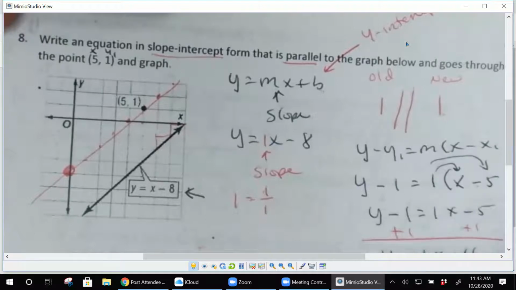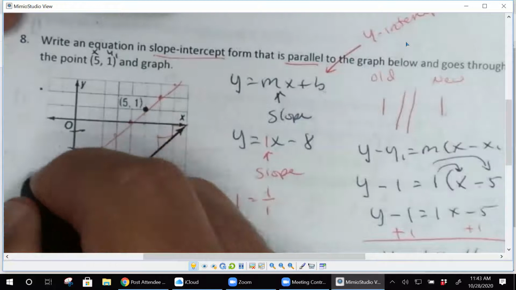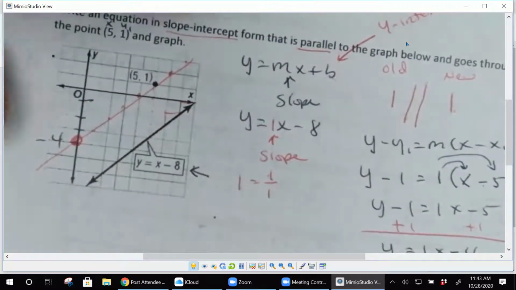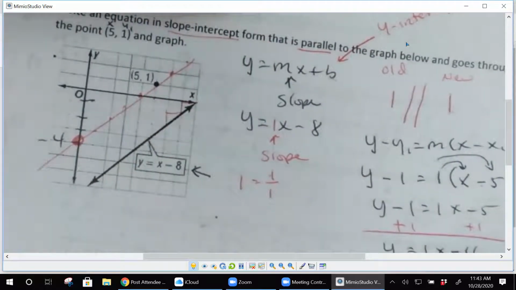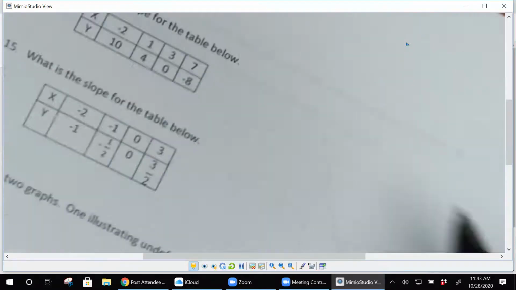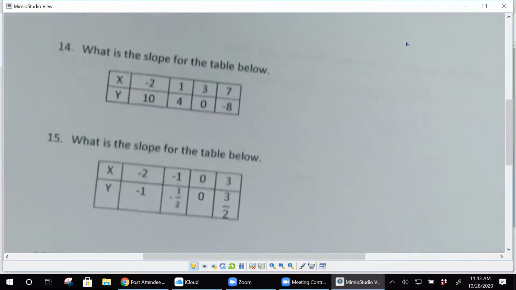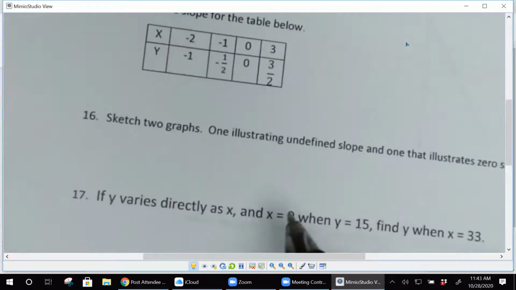So this right here, remember, is my y-intercept. Does it look like it's at negative 4? 1, 2, 3, 4. So yes, it does look like it's at negative 4. These here, they just want you to find a slope. So use y2 minus y1 over x2 minus x1. All right, right here, just want to kind of go over this real quick.